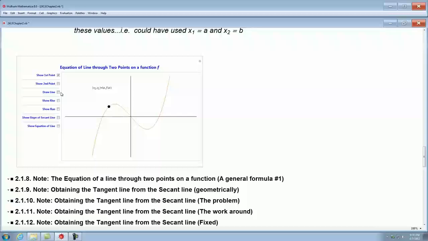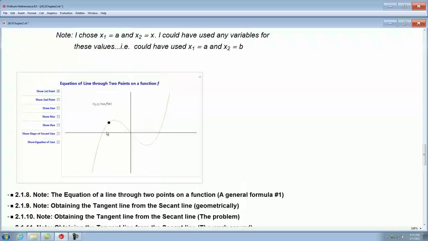Okay, so I picked my first point. Again, I don't know where this is, but I'm saying that the x-coordinate is a, and then plugging that into the function, I get f of a. So there's my first point. My second point, I'm plugging in x, so I'm going to say just some x value, and then f of x in this case comes down here. So I've got my two arbitrary points on some arbitrary function. Now the line I'm trying to figure out is this one.